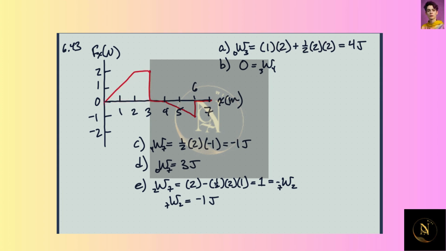Now from 3 to 4 is simple because the force is 0, so there's no area under this curve. And so that means that the work done in going from 3 to 4 is 0.